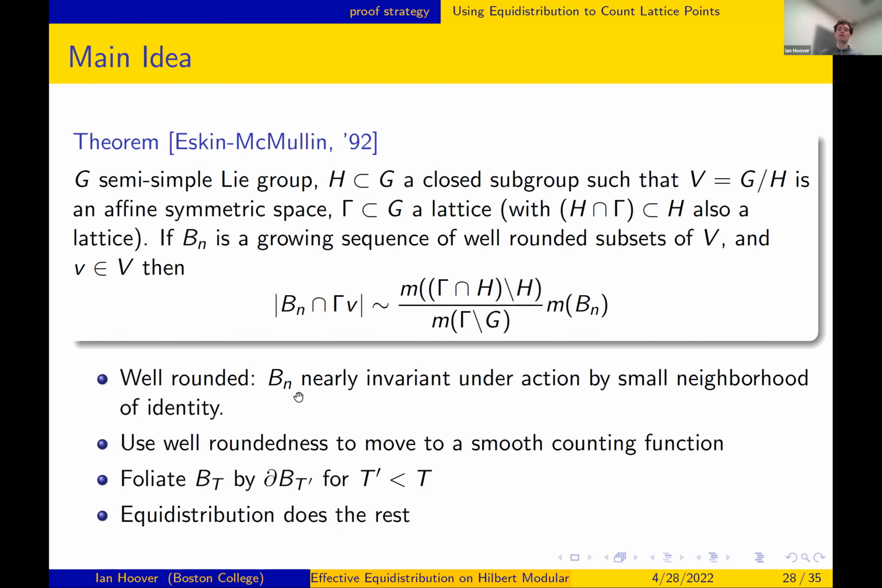But because of that, you can count a smoothed function instead of the hard counting function. And then to use equidistribution to integrate over this set B sub t, we can foliate it by the boundaries of all the smaller sets and integrate over those boundaries. And then the equidistribution of those boundaries gives us our counting result, essentially.